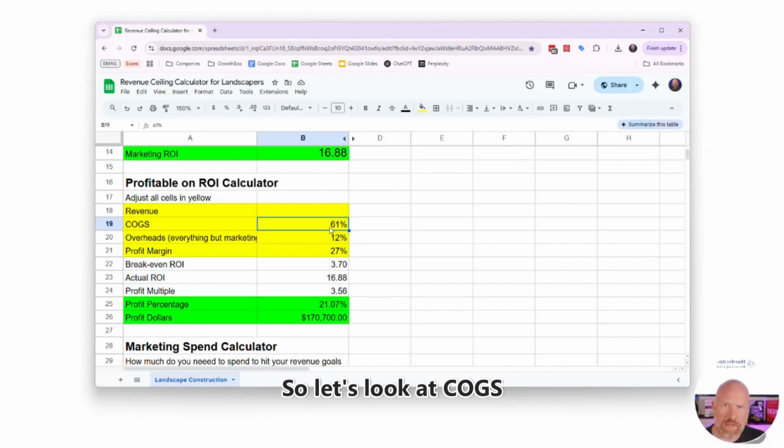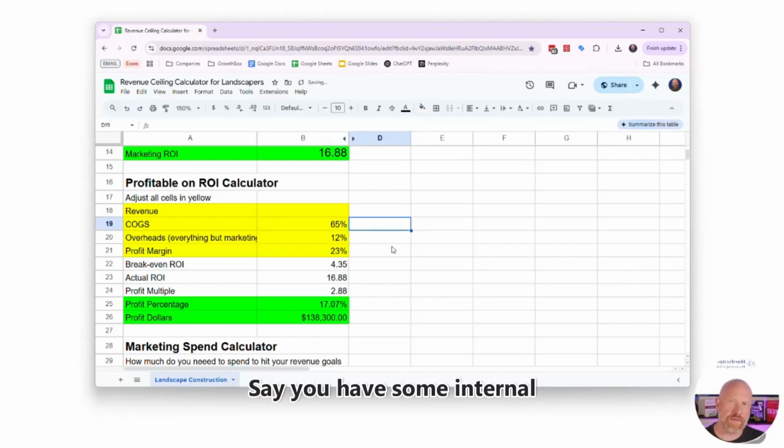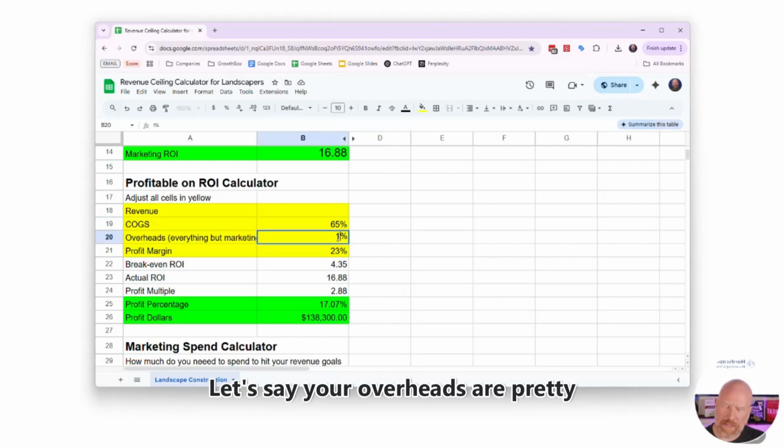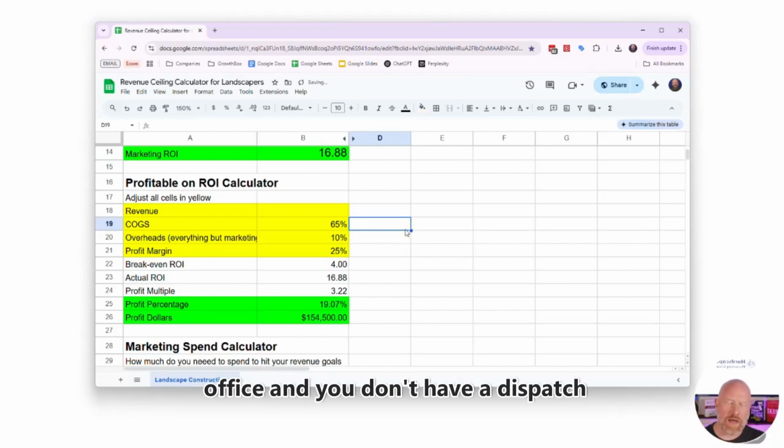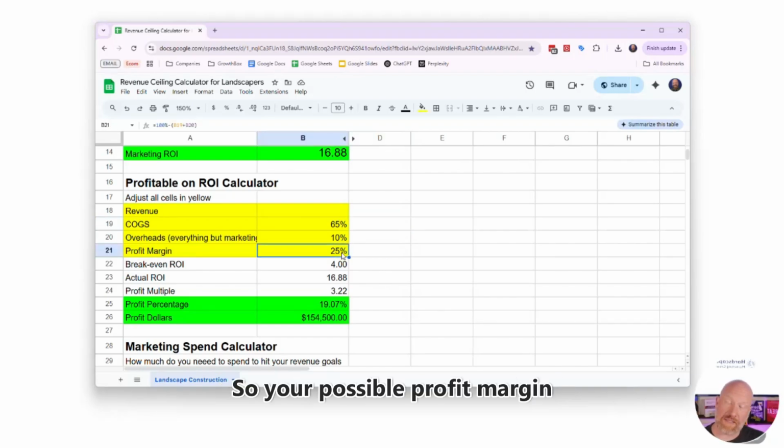So let's look at COGS. 61%. If you have external crews, maybe you're a little bit higher, but this is kind of an average. So let's actually put this at 65. Say you have maybe one internal, and then you're using external crews for your landscape construction. Let's say your overheads are pretty low because you don't have an office and you don't have a dispatch location. You're just dispatching from your property, so you have pretty low overheads there. So your possible profit margin before doing any marketing is 25%.